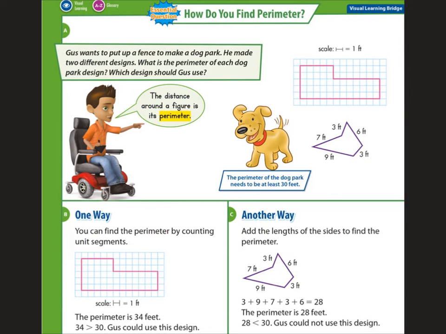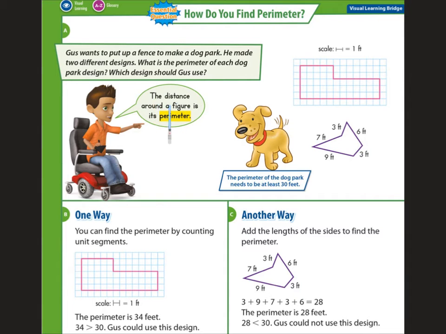So let's go ahead and take a look at what you guys are going to be doing in your visual learning today. You guys are going to be working with Gus, and you're going to be figuring out the perimeter of each of his dog park designs and which design Gus should use. So it says here that Gus wants to put up a fence to make a dog park. He made 2 different designs, and you can see those 2 designs right here. Okay, what is the perimeter of each dog park design, and which design should Gus use?